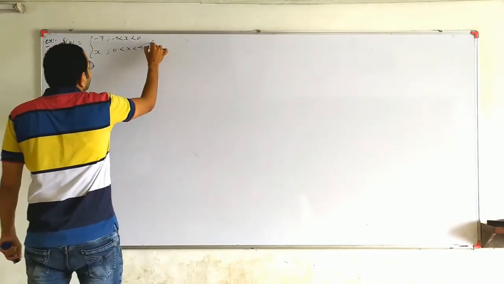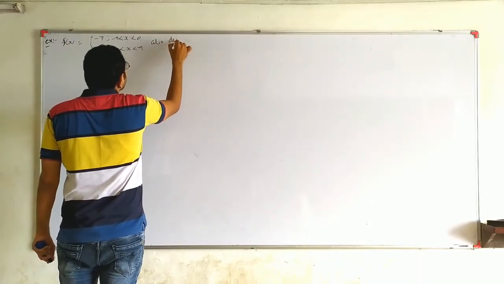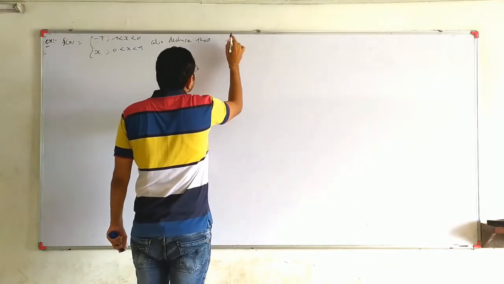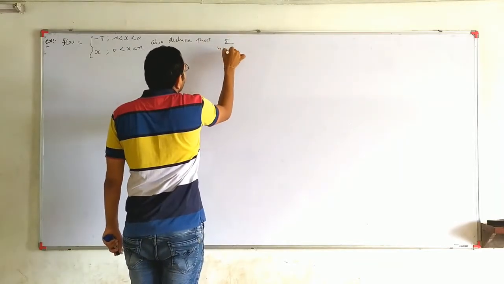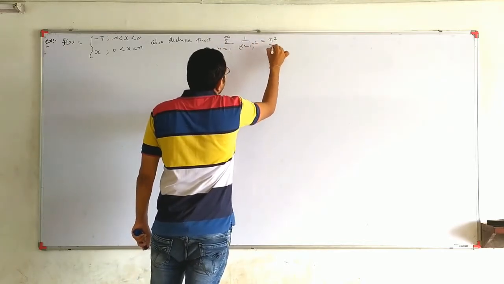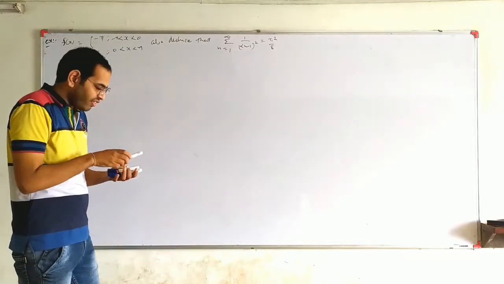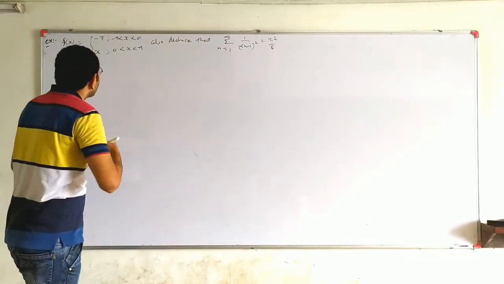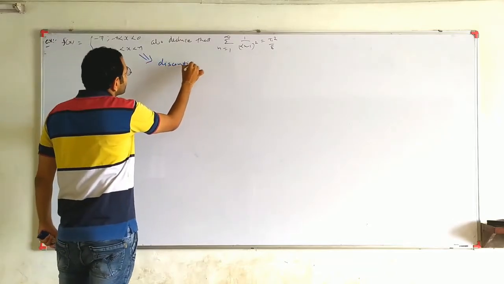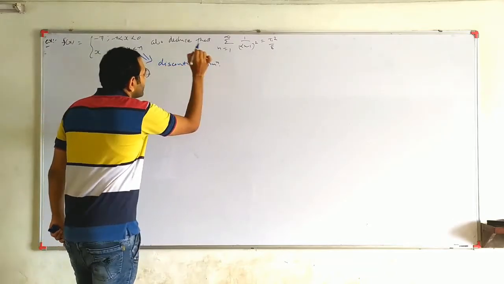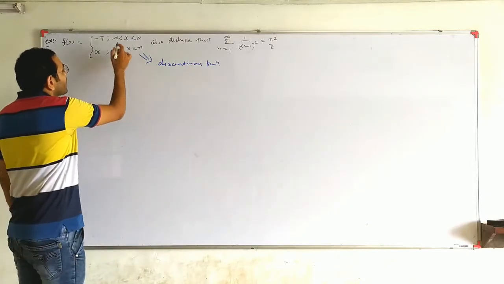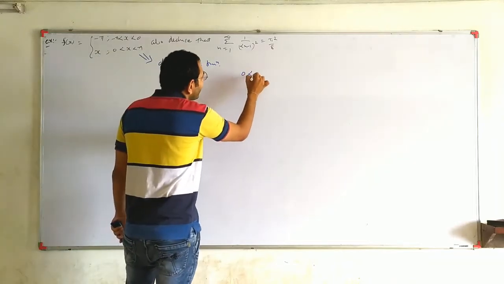Also deduce that summation n equal to 1 to infinity 1 upon (2n minus 1) whole square equals pi square by 8. First, for this type of example, we can say that it is a discontinuous function. How can we say it is a discontinuous function? In the above example, the range of the interval is 0 to 2 pi, fixed.